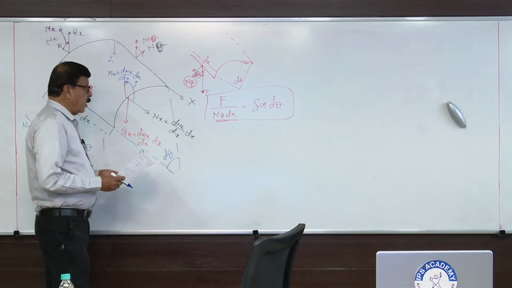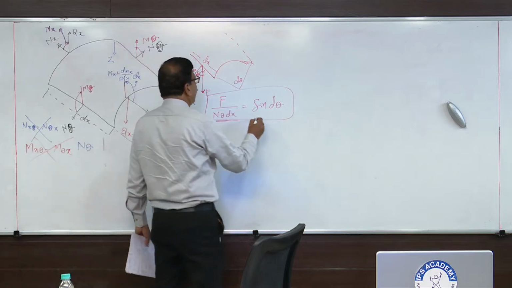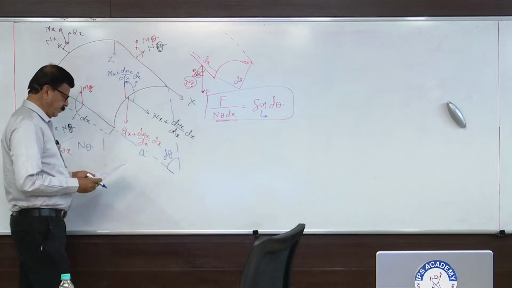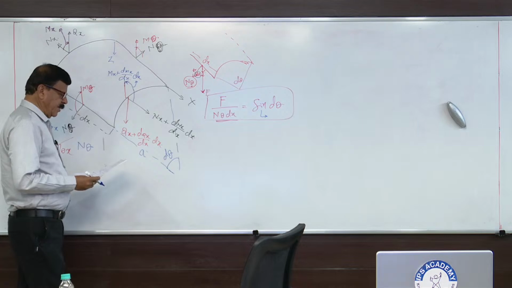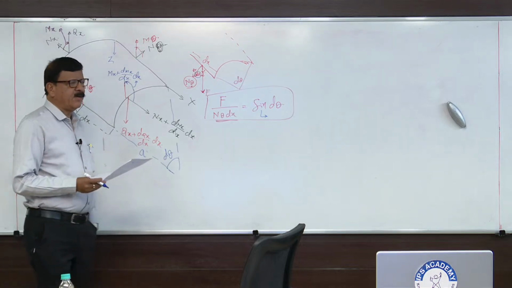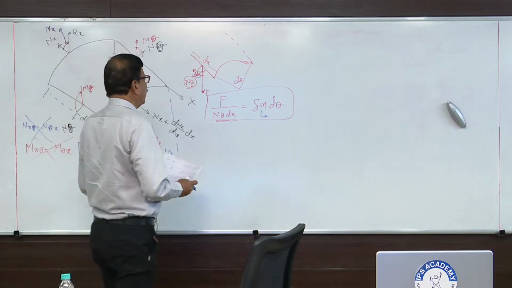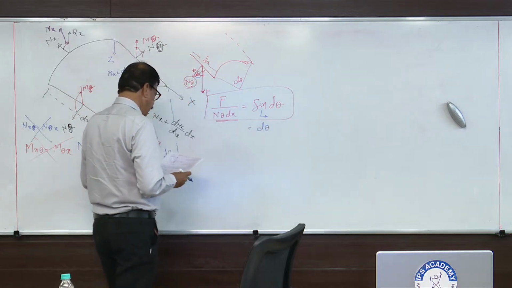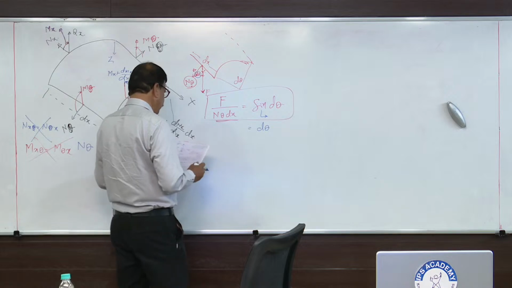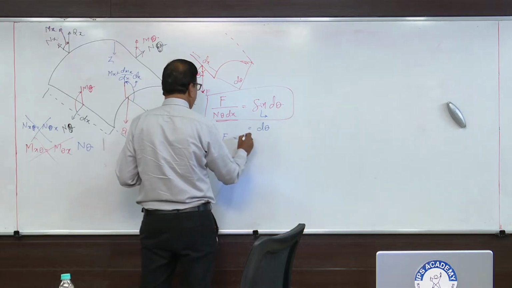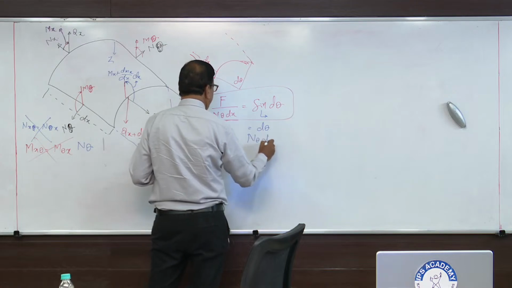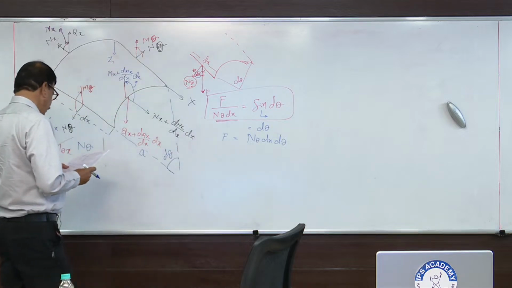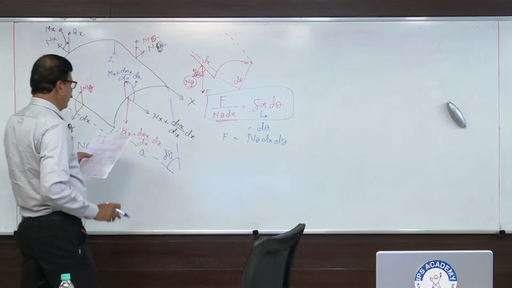Yes. If theta is very, very small, then sin theta is... It is not 0. Sin d theta is d theta. So, F is equal to N theta dx d theta. Yes, sir. Now, along the x axis equilibrium.